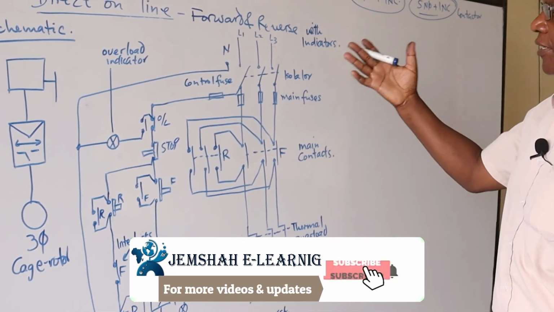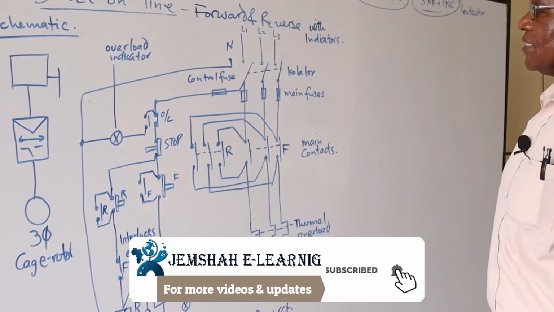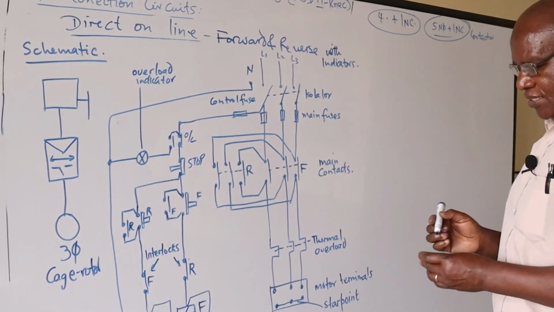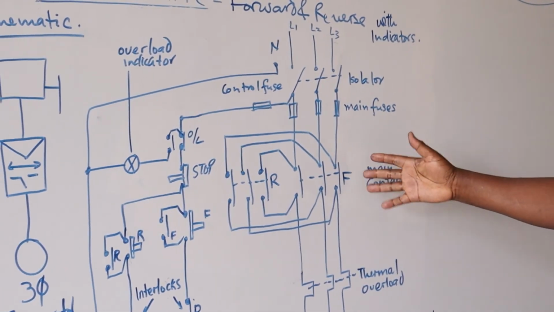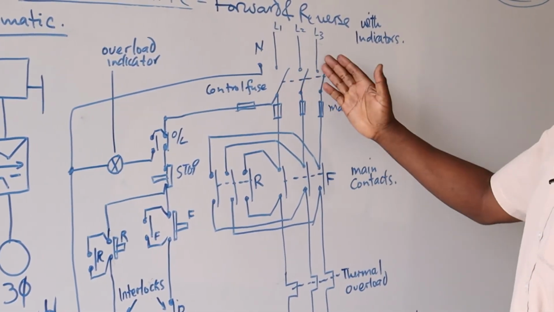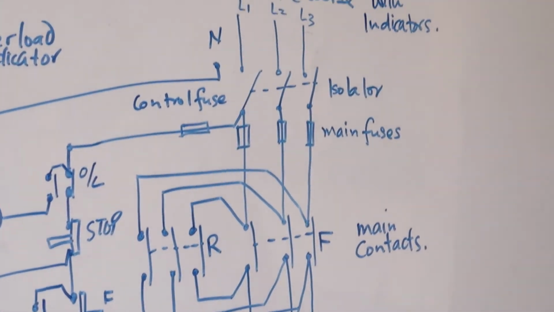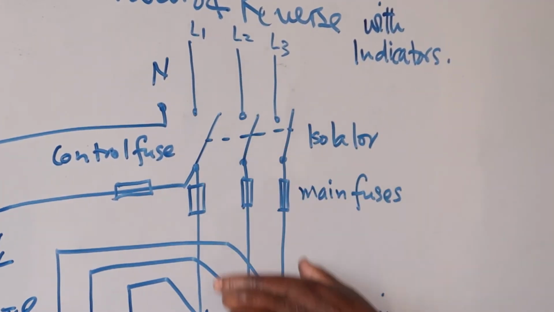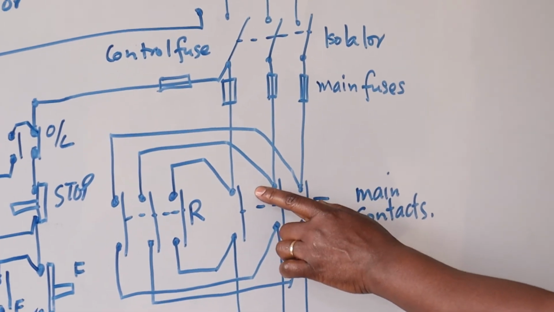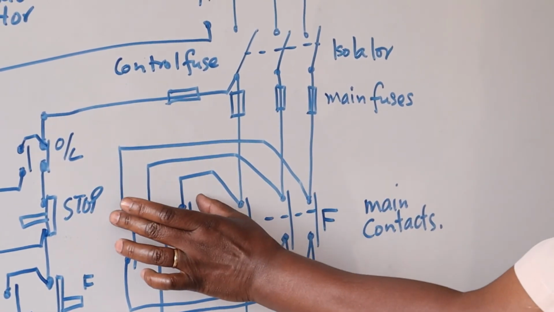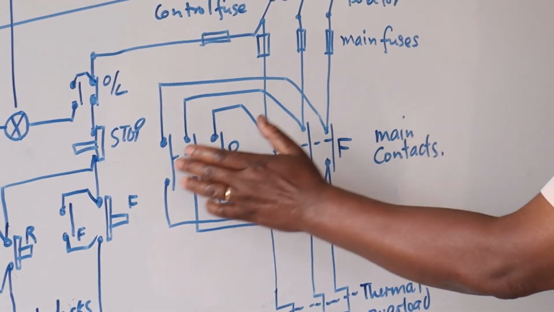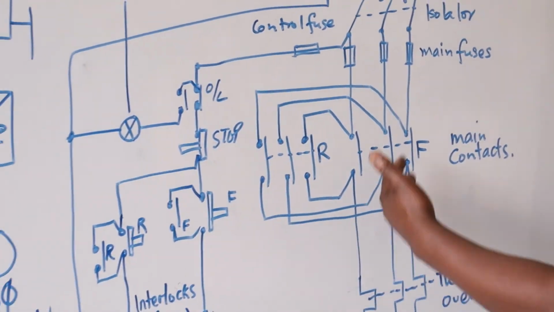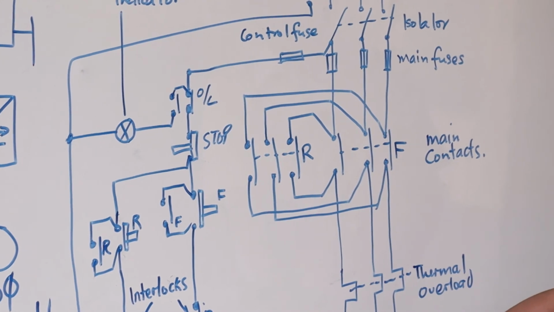Now, again, when I want to start the circuit, maybe in the forward direction, I close my isolator. Once the isolator is connected, the power will be available up to the top terminals, in this case both in the forward and in the reverse. Depending on the push button you push is the one that we connect to our motor.